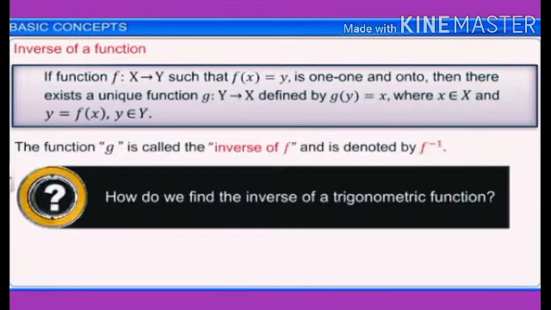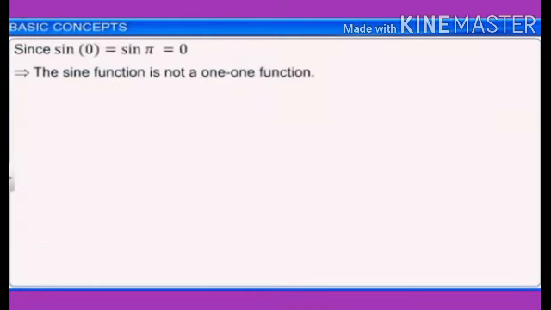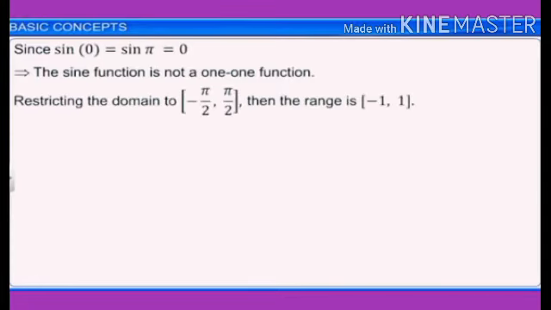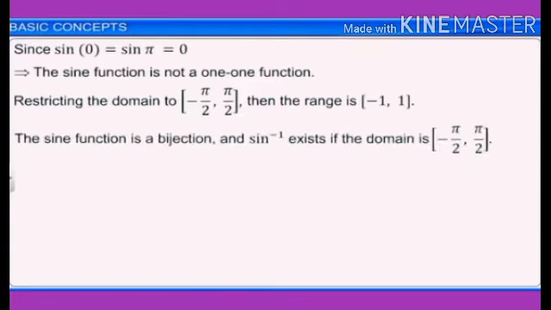Now, using the concepts of the inverse of a function and the domain and range of trigonometric functions, let us find the inverse trigonometric functions. Let us begin with the sine function. As the values of sine 0 and sine pi are equal to 0, it is not a 1-1 function. On restricting the domain to -pi upon 2 to pi upon 2, the sine function becomes 1-1 and onto with its range as closed interval -1, 1. In such a situation, the sine function is a bijection, and therefore its inverse exists.